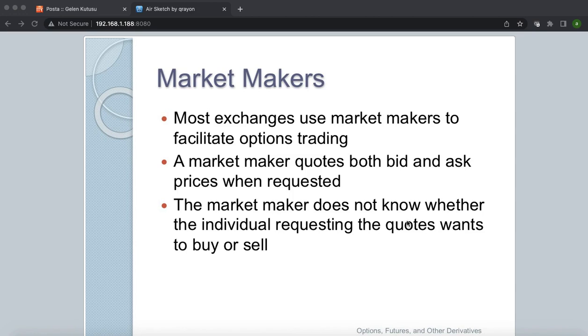There are market makers in various exchanges to facilitate options trading, and basically a market maker's role is to quote bid and ask prices whenever they are requested. So they will be providing this liquidity in the market by writing the bid and ask prices. So the market maker doesn't know whether the individual requesting the quotes wants to buy or sell.